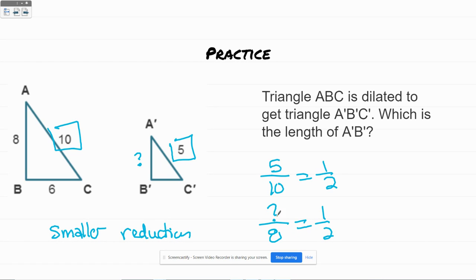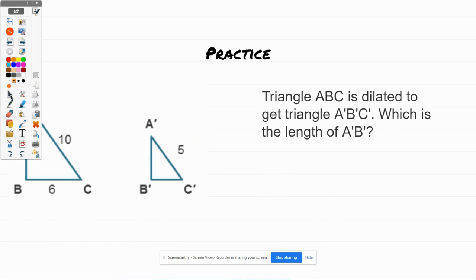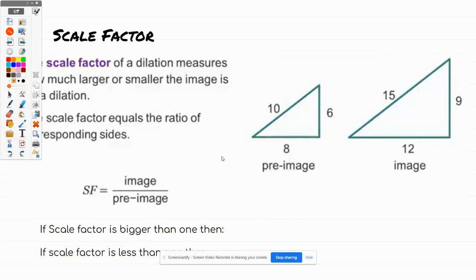Well, that means that what's happening from the 10 to the 5, it divided by 2. So from 8 to get to here, I'll have to divide by 2, and that will be 4. So what do you guys think that B prime, C prime, excuse me, would have to be? You would also divide by 2, and that will be 3. Because when you put the new over the old, you have to get the same fraction. That is what it means for the sides to be proportional.